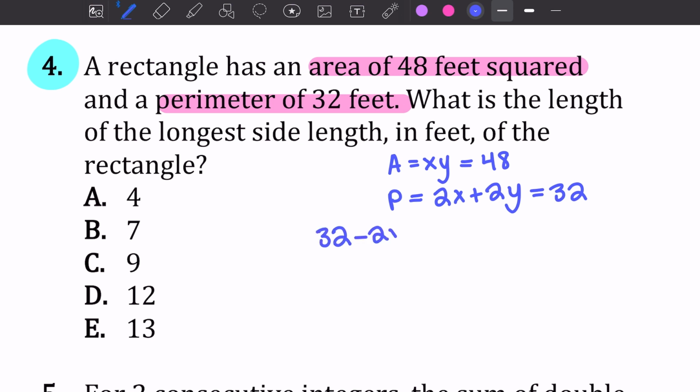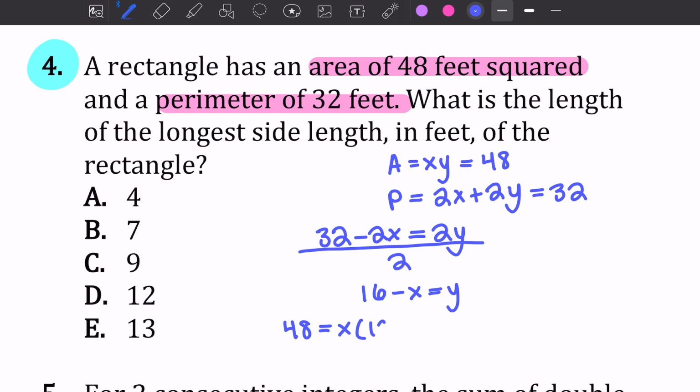So I did 32 minus 2x equals 2y, and then divided that by 2 to single out y alone so that you can plug in y to your area formula. Whenever you simplify, you get 16 minus x equals y. So we plug in 48 equals x times (16 minus x), and then distribute that out, getting 16x minus x squared, and then I went on and moved my 48 over. So then from there, if you rewrite it, that's a perfect equation to be able to factor.